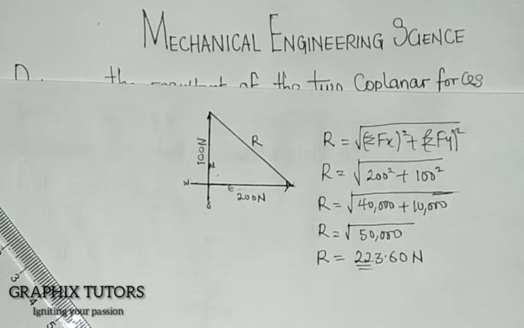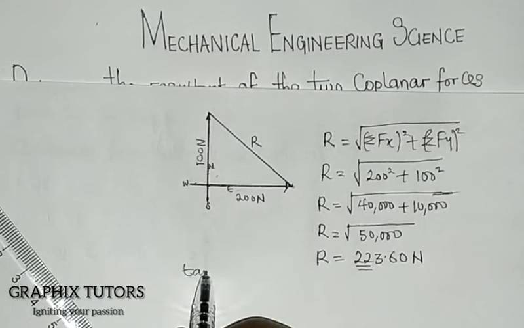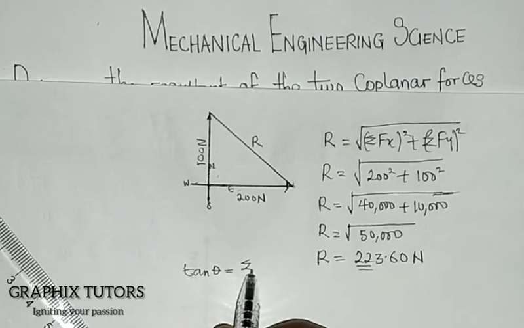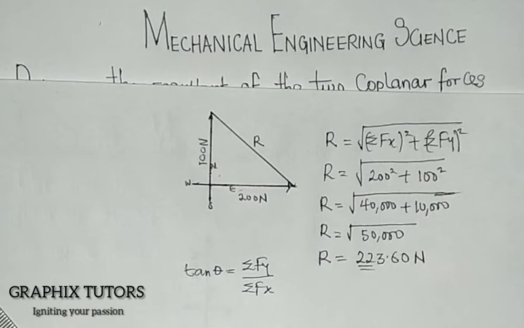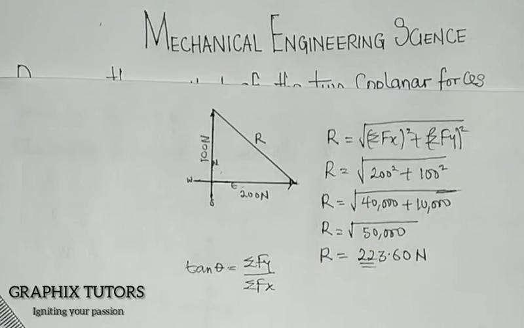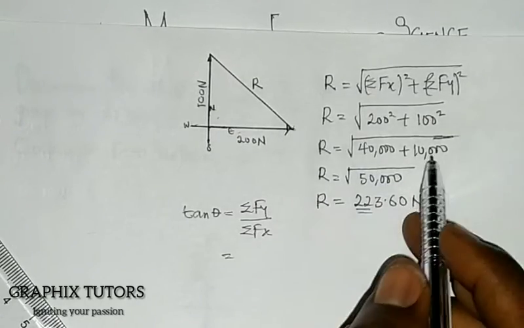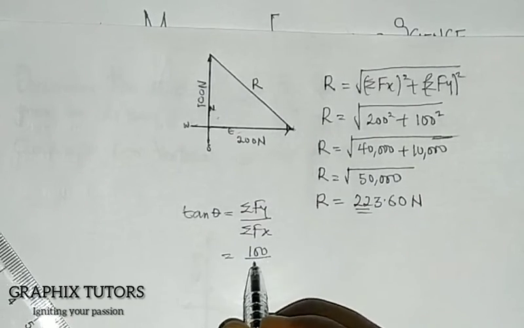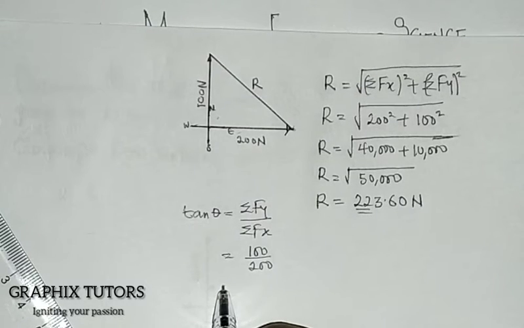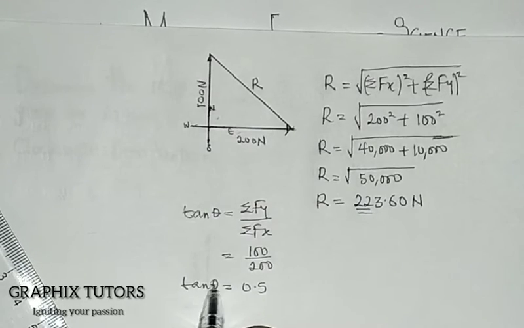And sometimes you might be asked to calculate the angle of the resultant force. So we know that tan theta is equal to the summation of F of y over the summation of F of x. Now the summation of F of y is 100 and the summation of F of x is 200, so 100 all over 200, and that will give me 0.5. So my tan theta is 0.5.